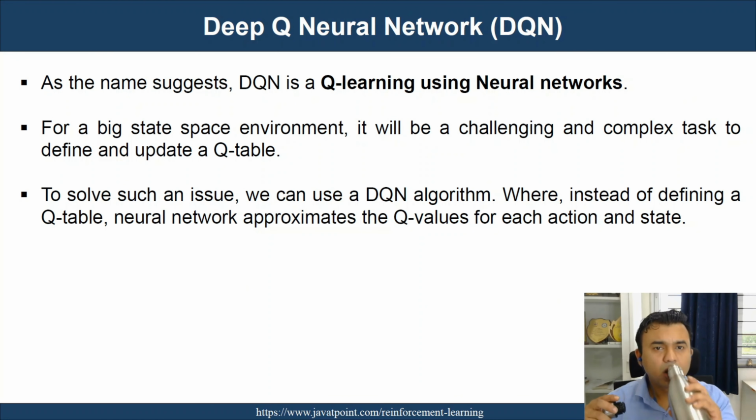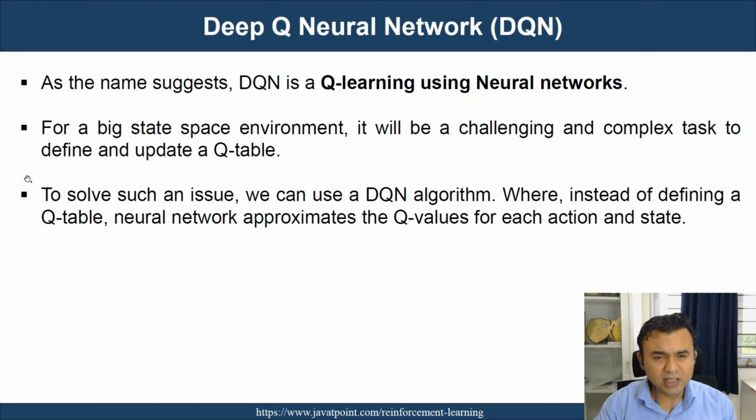There is another method called deep Q neural network, DQN. As the name suggests, DQN is Q learning using neural networks. For example, for a big state space environment, it would be really challenging and a complex task to define, update and maintain the Q table very frequently. There are too many states. We cannot handle it manually.